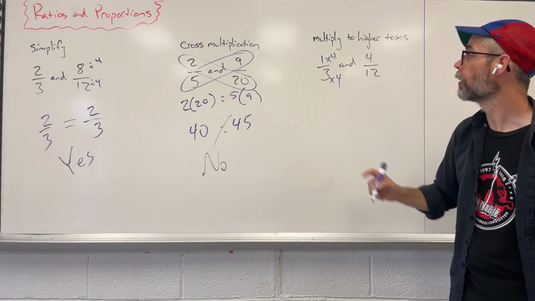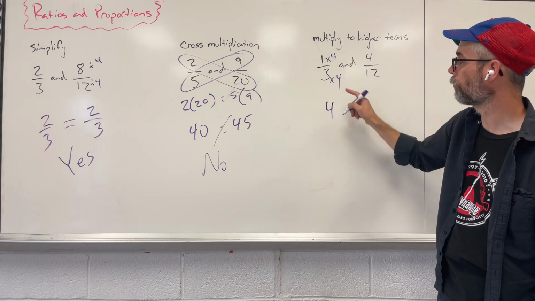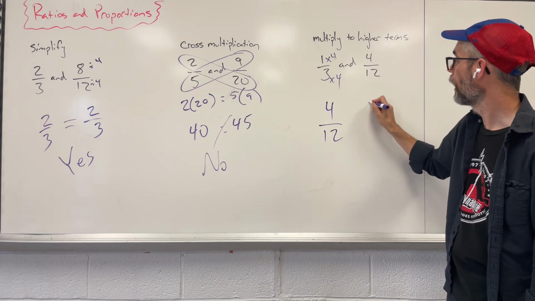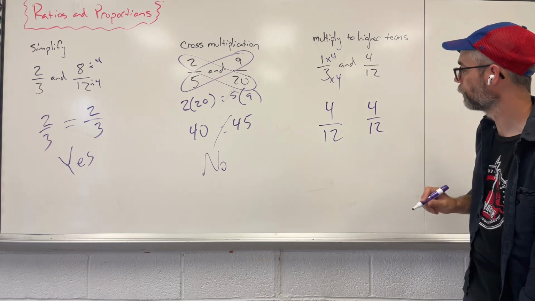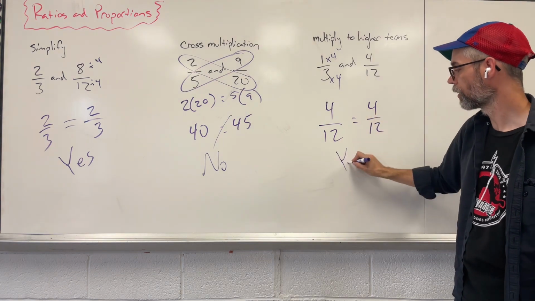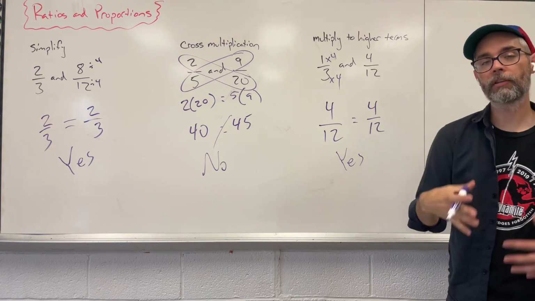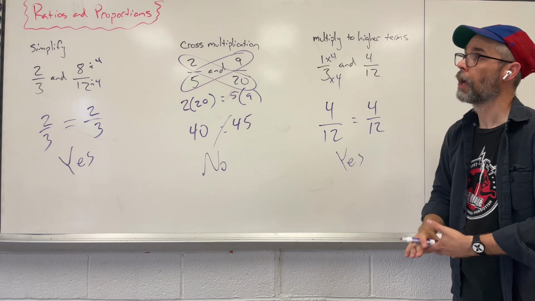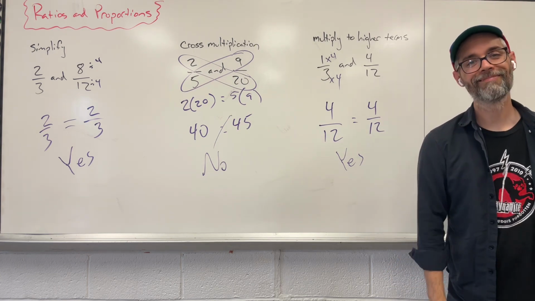Do the same thing down there. 1 times 4 gives me 4. 3 times 4 gives me 12. And then is 4 over 12 and 4 over 12 the same? Yes. Both of these original fractions are proportional to each other. And that is ratios and proportions.